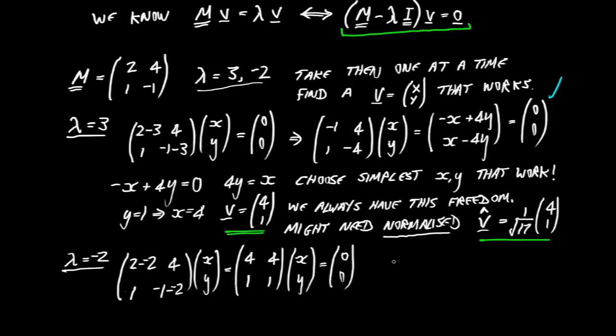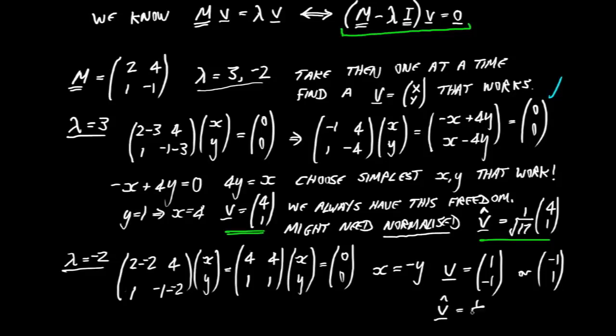As before, we see that really this is the same equation twice. There's only one constraint, and we can read it off simply as x is equal to minus y. So if I choose x is equal to 1, for example, then I'm going to write down an eigenvector (1, -1). Or if I'd chosen y is equal to 1, then it would have been (-1, 1). It doesn't matter, they're both correct eigenvectors to go with our eigenvalue. But if we want to normalize, we'll need to divide by the magnitude, 1 over root 2. Okay, so those are acceptable eigenvectors to go with the eigenvalue minus 2.